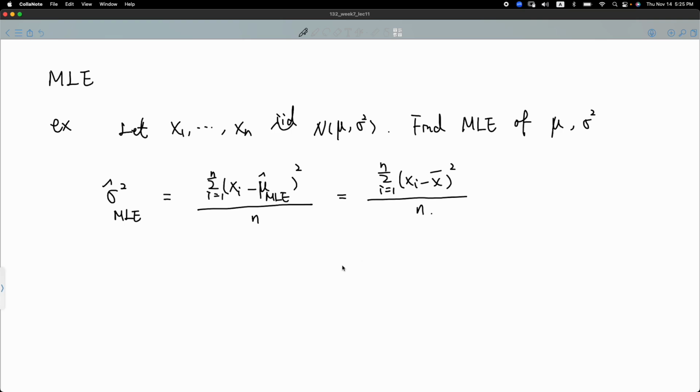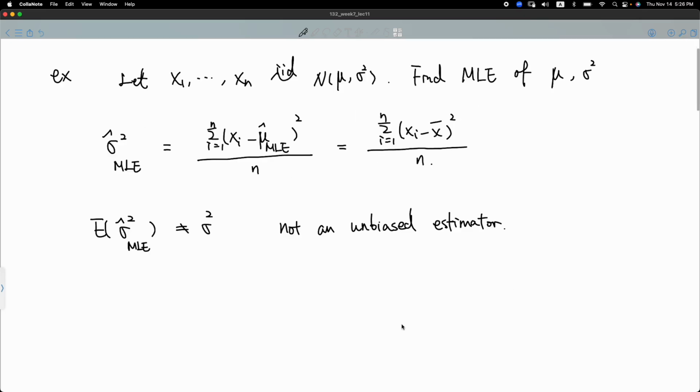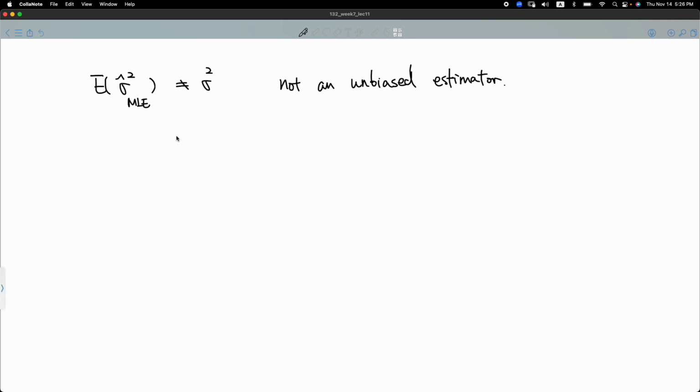Just to reiterate from the end of the last lecture, we showed that the expected value of this maximum likelihood estimator for sigma square is not equal to the true value. So this is not an unbiased estimator. That is what we discovered last time. It turned out that the expected value of this maximum likelihood estimator is equal to n minus 1 over n times sigma square. So it's not equal to sigma square, so it's not an unbiased estimator.